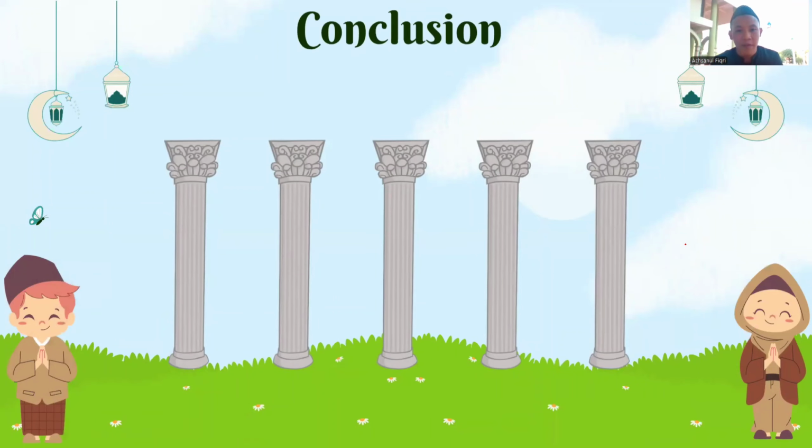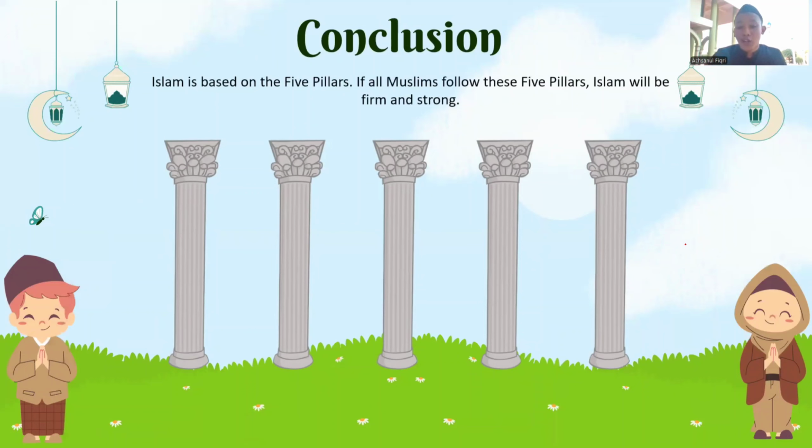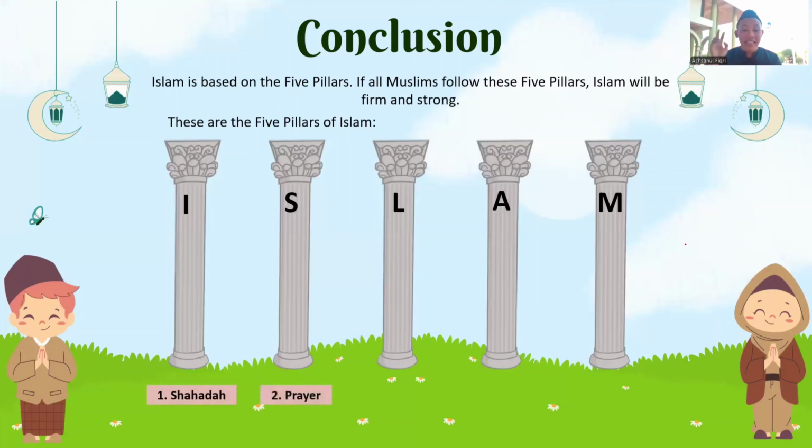Okay, let's conclude our topic for today. Based on my explanation, Islam is based on five pillars. If all Muslims follow these five pillars, Islam will be firm and strong. Islam consists of five letters, ISLAM, but it's not an abbreviation for the five pillars. These are the five pillars of Islam. First is Shahada. The second is Salat or prayer. The third is Zakah or Zakat. Fourth is fasting, or Saum, or Puasa. And the last is pilgrimage or Hajj.